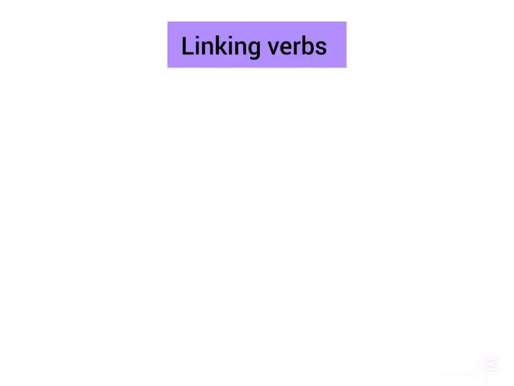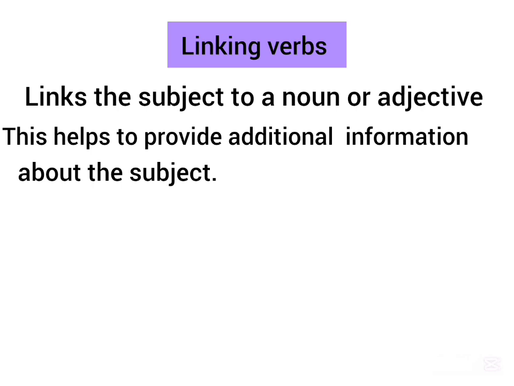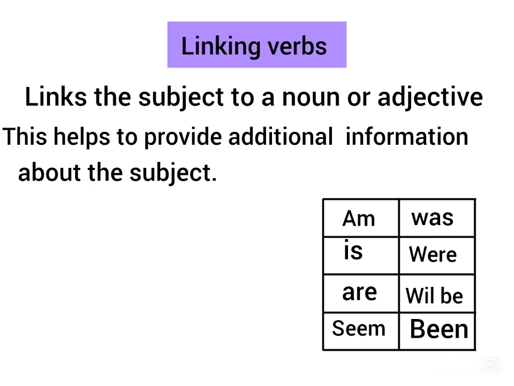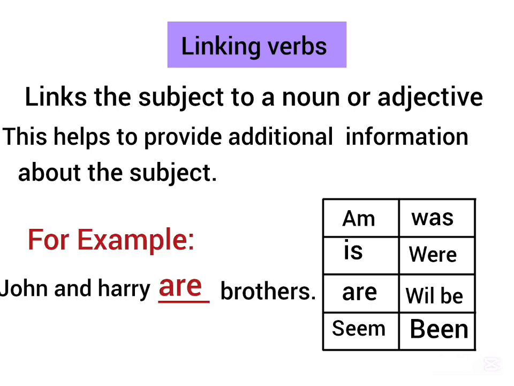Linking verbs. These verbs link the subject to a noun or adjective. This helps to provide additional information about the subject. These verbs include am, is, are, seem, was, were, will be, been. For example, John and Harry are brothers.